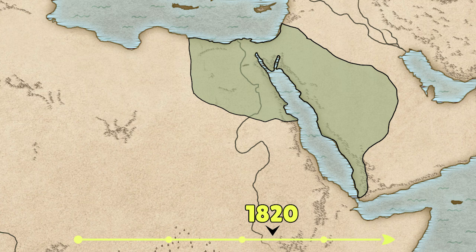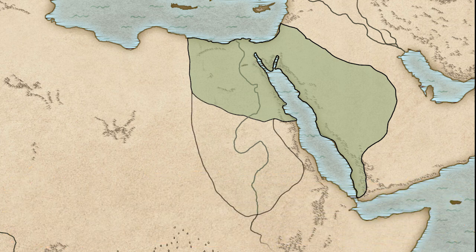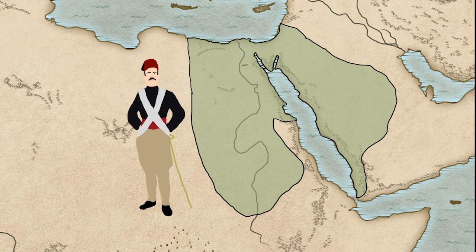However, Muhammad Ali had another reason for the conquest. As he wrote, "You are aware that the end of all our effort and this expense is to procure Negroes." And in this he was successful. The kingdom of Funj and the surrounding area were conquered by only 10,000 men or so, demonstrating to the world how a small, well-trained force using modern weapons can defeat a whole kingdom.